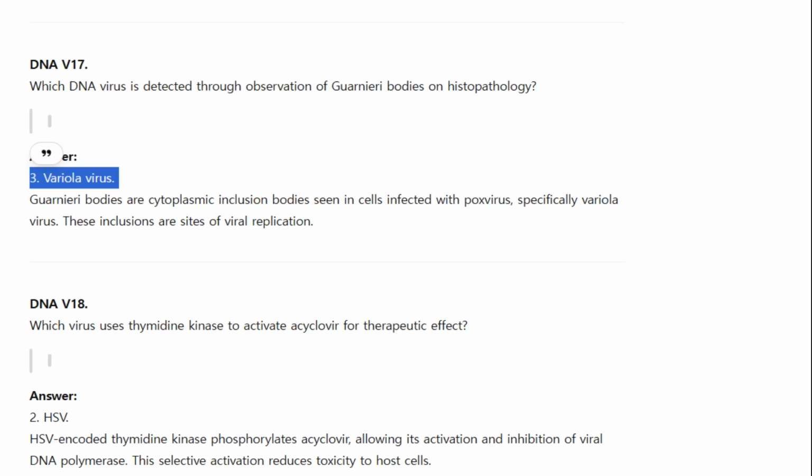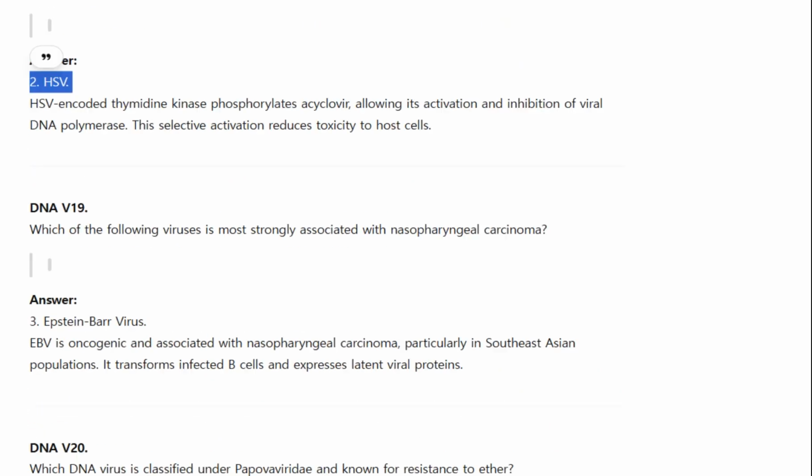DNA V18. Which virus uses thymidine kinase to activate acyclovir for therapeutic effect? Answer 2. HSV. HSV-encoded thymidine kinase phosphorylates acyclovir, allowing its activation and inhibition of viral DNA polymerase. This selective activation reduces toxicity to host cells.